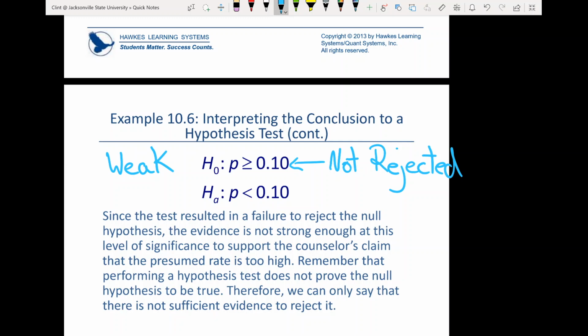We're just saying that the evidence we collected was not strong enough to support his claim. That doesn't mean we're disproving his claim. That just means that right now we don't have enough evidence in favor of it. Okay, so rejecting the null hypothesis is a really strong statement. Yeah, it means we have strong support for the alternative hypothesis. But if we fail to reject the null hypothesis, we're really not saying anything. We're just saying we don't have enough evidence to make any kind of strong statement.